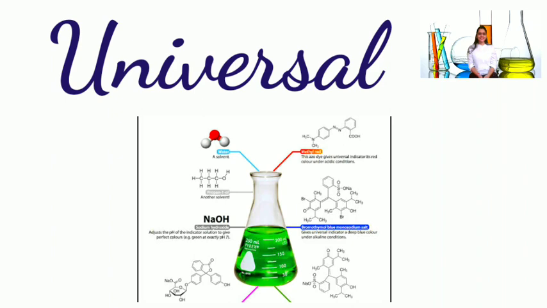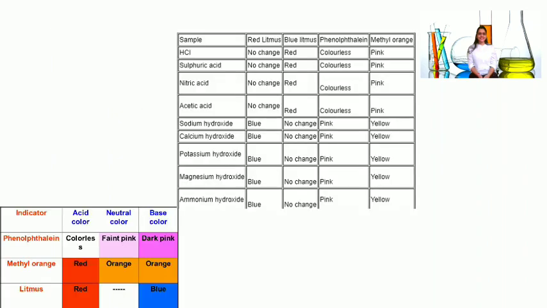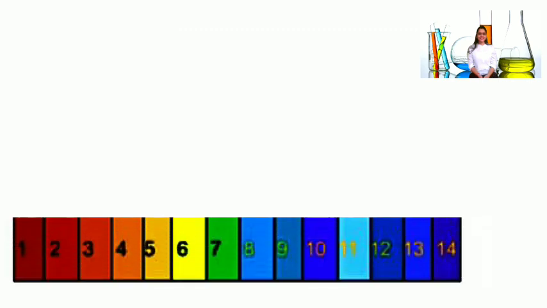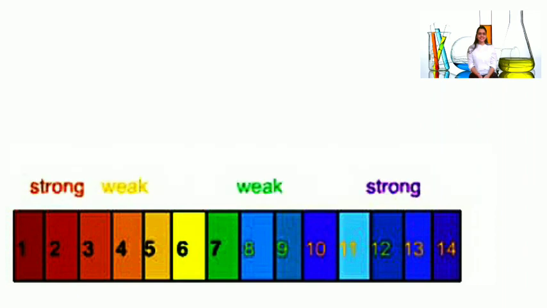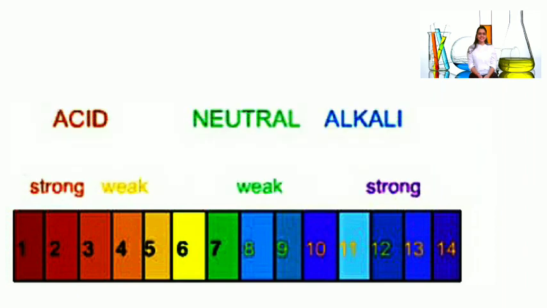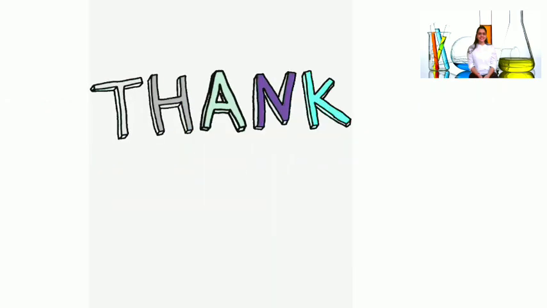Now look at this table. This table shows the color change with red litmus paper, blue litmus paper, phenolphthalein and methyl orange solution for each of the sample solutions. This color matching chart is supplied with the universal indicator which shows the different colors for different values of pH.